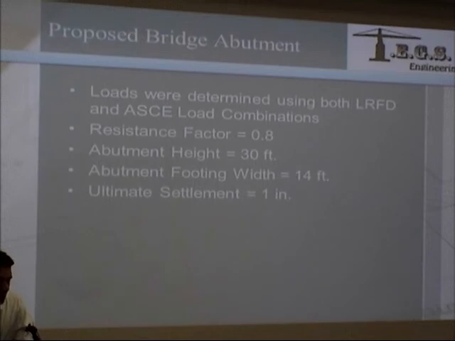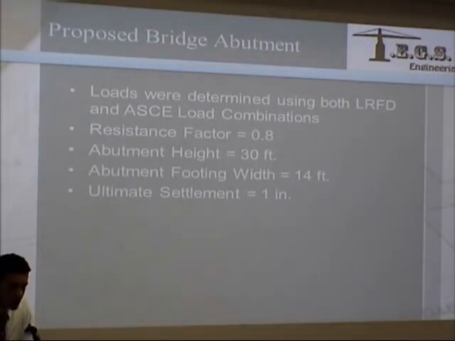We had an abutment height of 30 feet, which allowed for ride out right away and minimized the slope on the bridge. And we had an abutment footing width of 14 feet, which prevented both sliding and overturning. And we had ultimate settlement of 1 inch in this area.